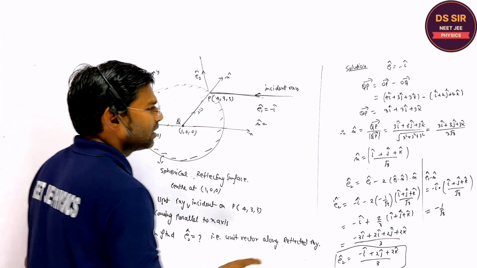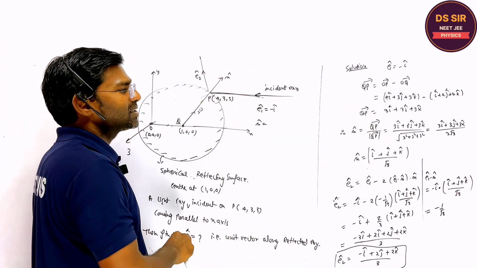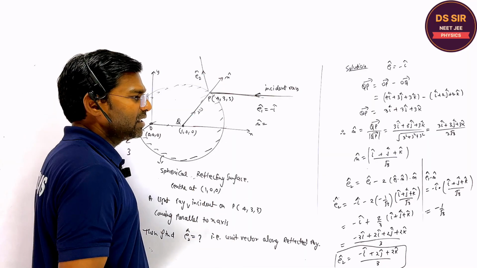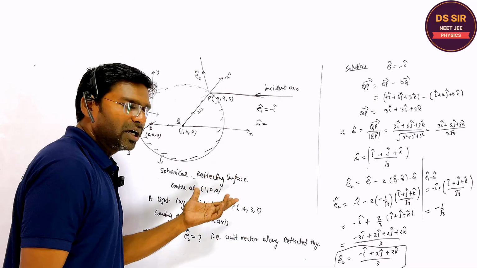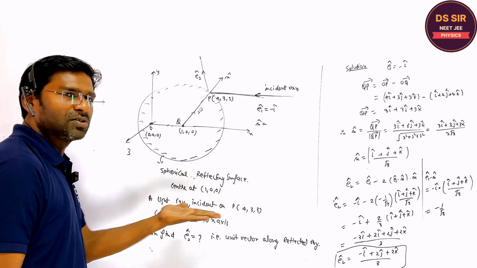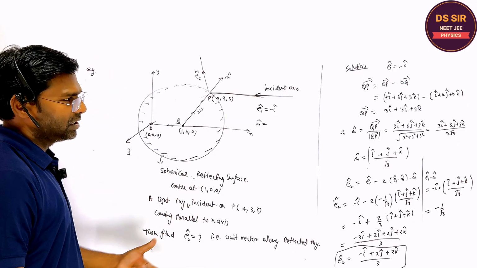Listen to one thing here. If this is E1, it does not mean you have to change the sign or anything else as we did in the previous questions. This is a different question. The shortcut is applied if the reflecting surface is in the XY plane, YZ plane, ZX plane, like that. Copy this.